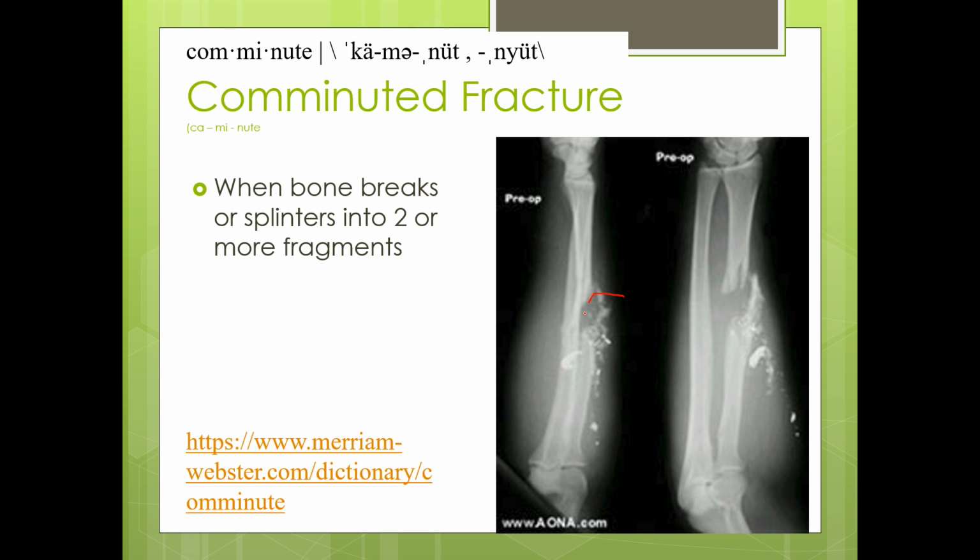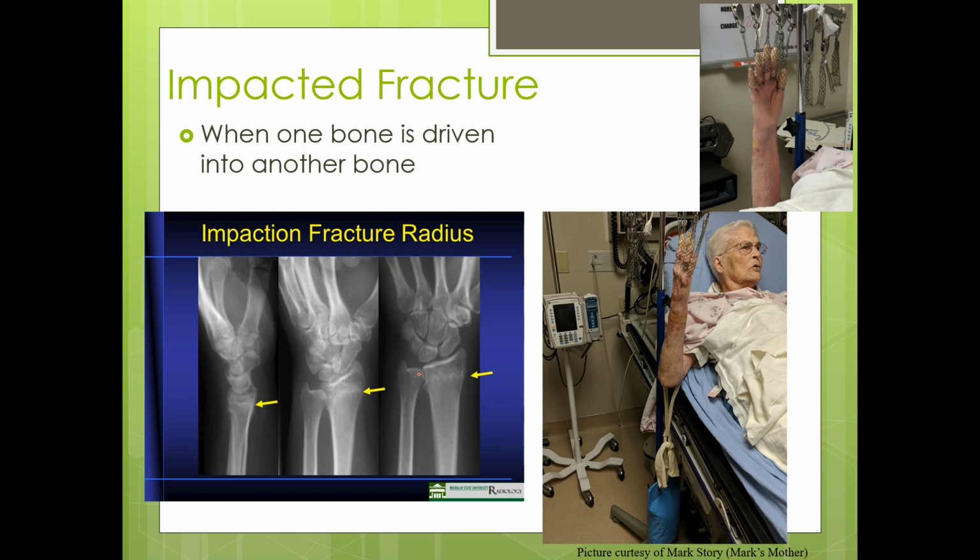You can see here, this right here is the radius bone in the lower arm, and it has just absolutely shattered. An impacted fracture is when you have this image. The x-ray image is not of the actual person's arm, even though the fracture is in the same place. What happens is when you fall and you try to catch yourself, sometimes a bone gets driven into another bone and it shortens one of the bones. So that's an impacted fracture.